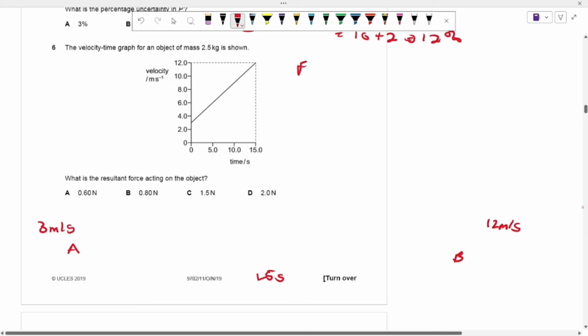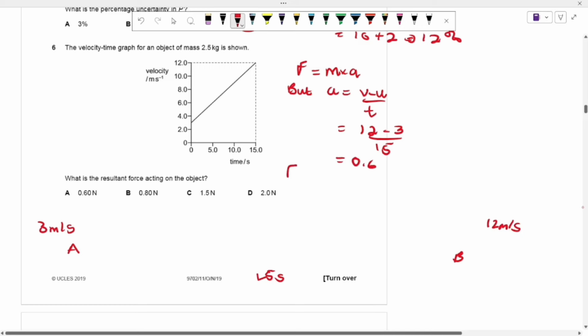So I know that F is equal to mass times acceleration, right? But what do I know? I know that my acceleration is equivalent to V minus U divided by T, the change in velocity over time. Final velocity is 12. Initial velocity is 3. My time taken is 15. And if I do my calculation correctly, that is going to be 0.6. So it's going to give me an acceleration of 0.6.